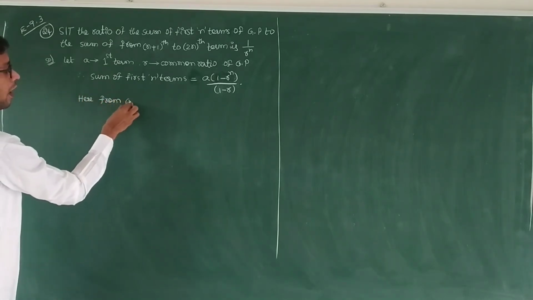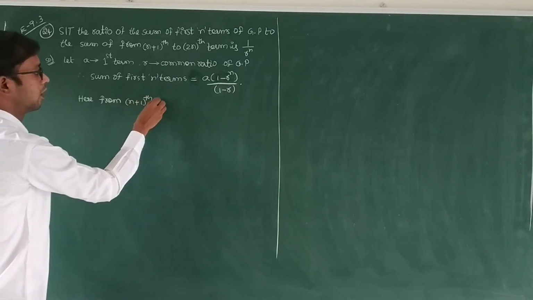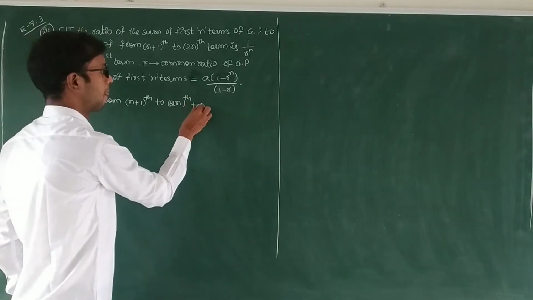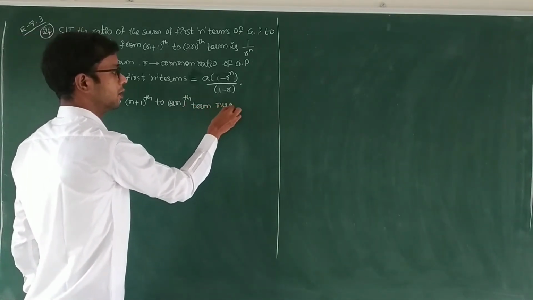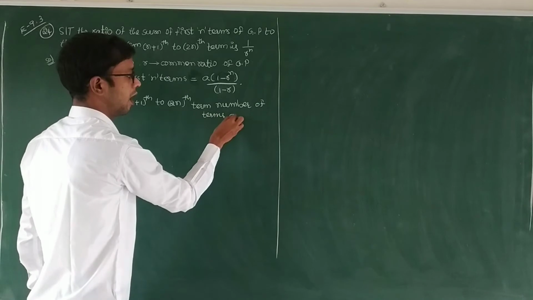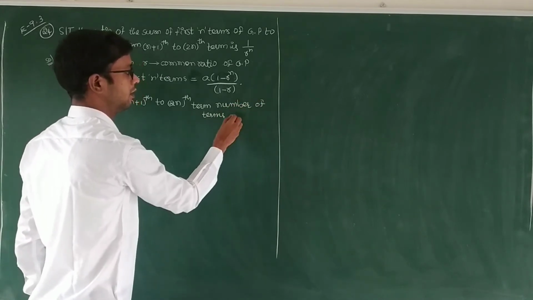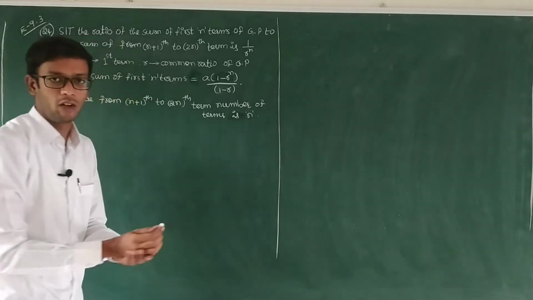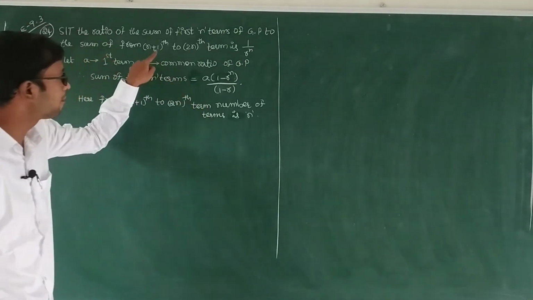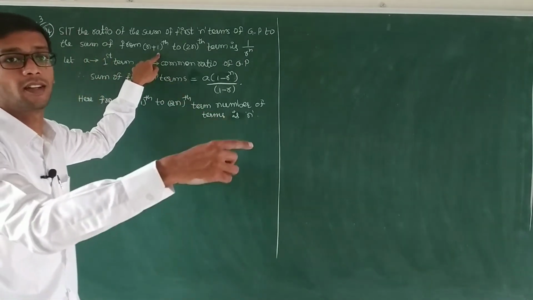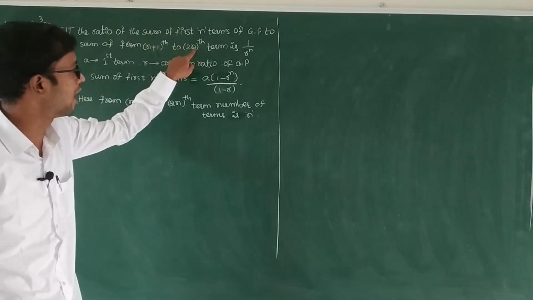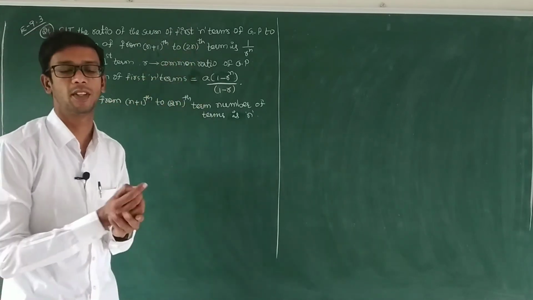Next, here from the (n plus 1)th term to the 2nth term, the number of terms is n. You observe here, for the first n terms: 1, 2, 3 and so on up to n. Here: n plus 1, n plus 2, n plus 3, n plus 4 and so on up to 2n. You observe here 1, 2, 3 and so on up to n. So the total number of terms is n.